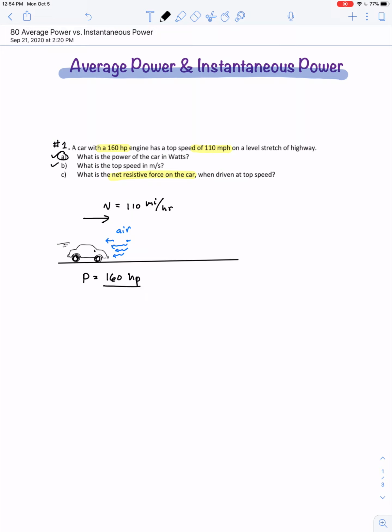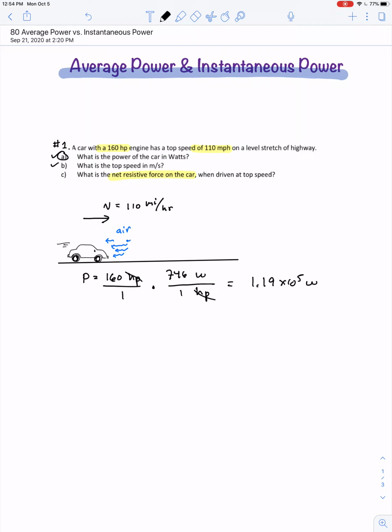So we'll say 160 horsepower over 1, and then we need to change from horsepower into watts. Well, there are 746 watts for every 1 horsepower. So this is just a matter of multiplying the numbers together. We get about 1.19 times 10 to the 5th watts.